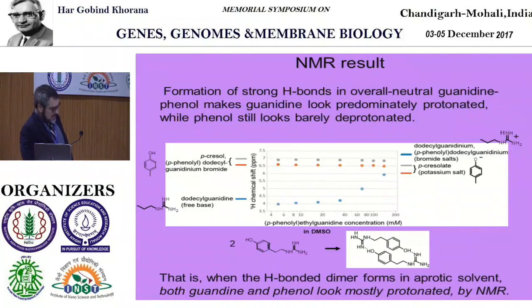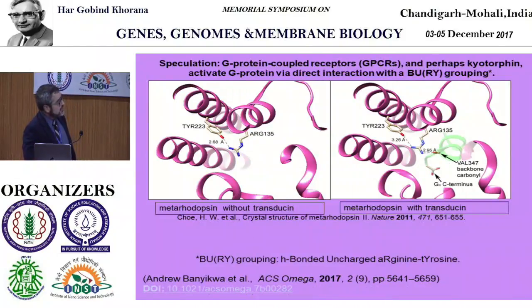What this means is that you can't rely on NMR to tell you reliably when these groups are protonated, not nearly as reliably as you can by using optical spectroscopy such as UV or IR. When the H-bonded dimer forms in an aprotic solvent environment, both the guanidine and the phenol look mostly protonated by NMR, even though they are sharing one proton between them, and overall the pair has been deprotonated.